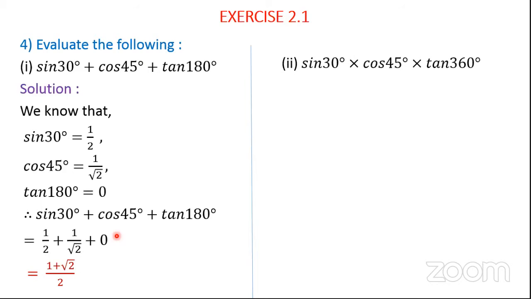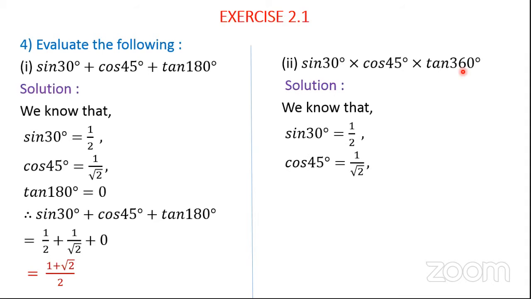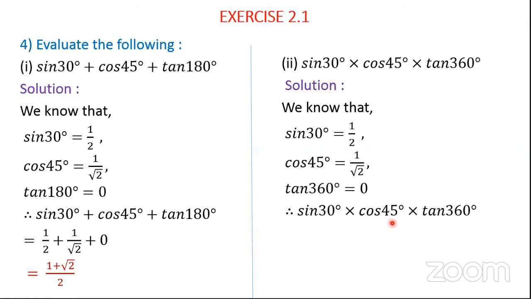Second example, sine 30 degree into cos 45 degree into tan 360 degree. Again, we are taking the values of trigonometric functions. Sine 30 degree 1/2, cos 45 degree 1 upon root 2, and tan 360 degree 0. Therefore, sine 30 degree into cos 45 degree into tan 360 degree, that is the product of these three values, which is 0.